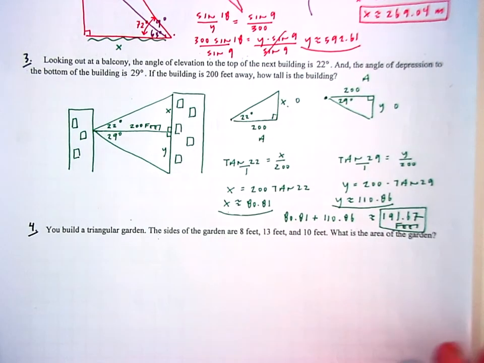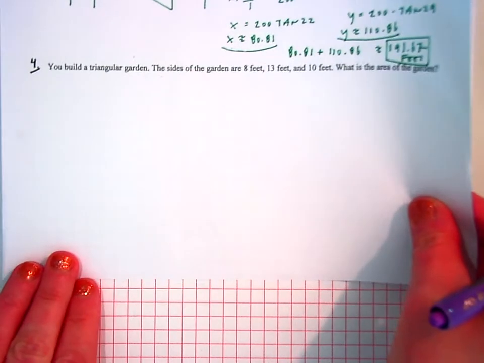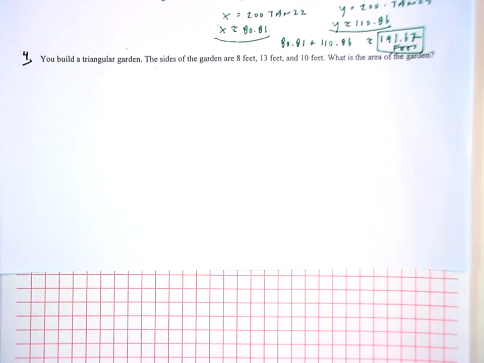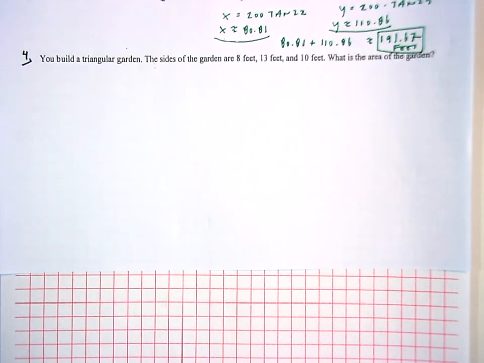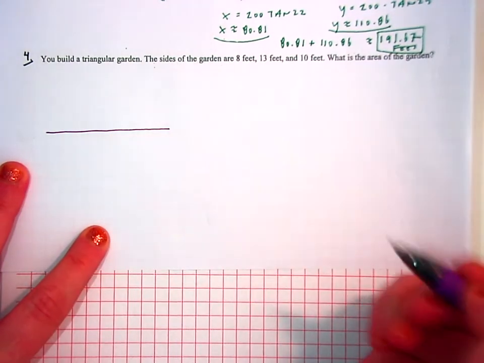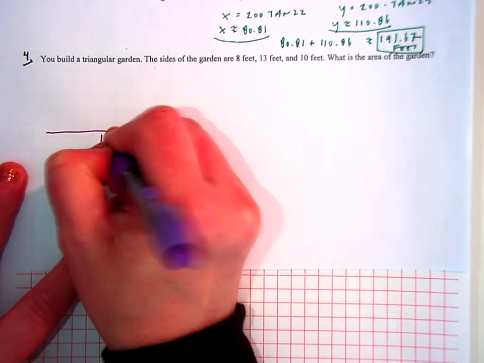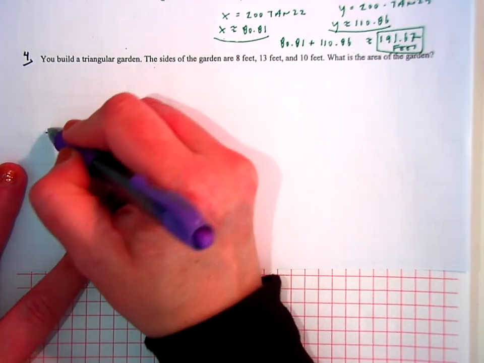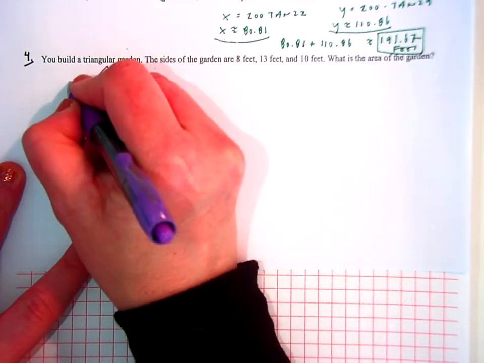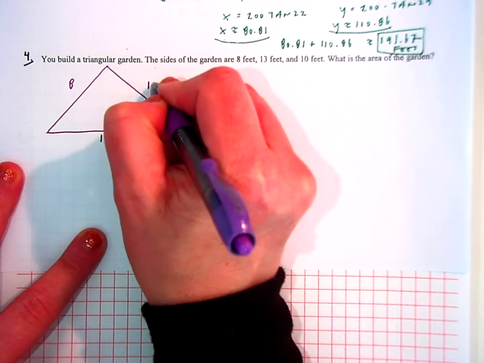All right, next up, this one we've seen a couple of times. So you build a triangular garden. The sides of the garden are 8 feet, 13 feet, and 10 feet. So remember the hint that I've been giving you: when you draw it, make the longest side the bottom. So I'm going to make that long side the 13. Where I put the 8 and the 10, it really doesn't matter. I'm just going to draw it like this. So here's my 8 and here's my 10.